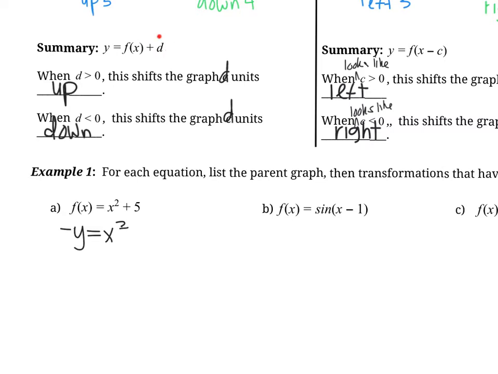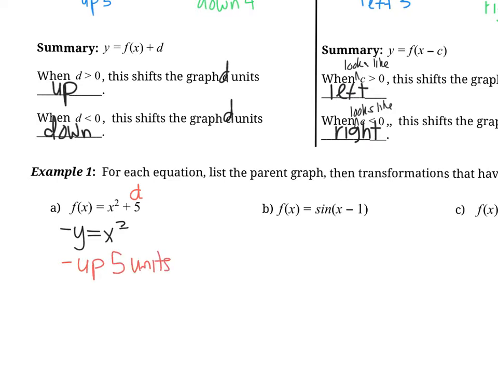This is D. It looks like this guy here. So I'm going to put a little D on top. So that means this 5 is going to affect the vertical shift. So it's either going to go up or down. And following this little rule here, when D is greater than 0, we're going to go up. So we're going to move all the points up 5 units.